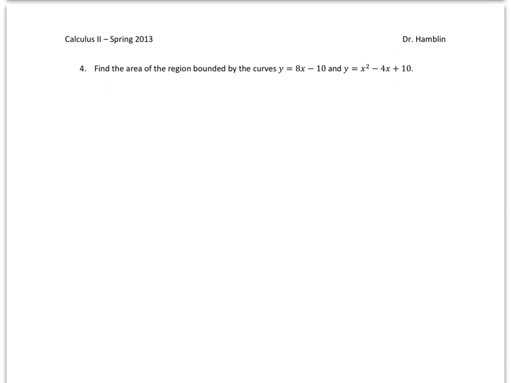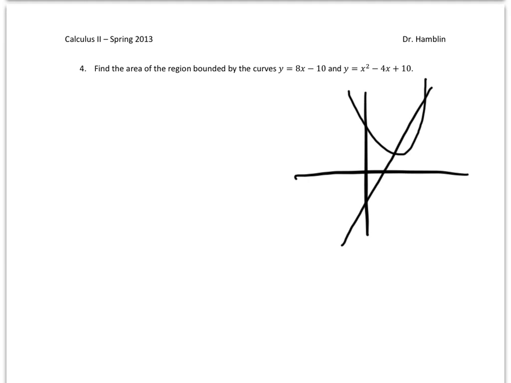Now for this problem, we want to find the area of a region bounded by two curves. So the best way to get started with this is to actually draw a graph of these two curves. And our calculator is pretty helpful for this. When we throw this on our calculator, we get a graph that looks a little something like this. There's our line, and then a parabola looks something like that. So the area that we're looking for is this area in here, in between the line and the parabola.